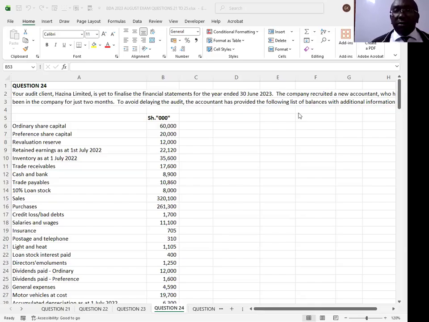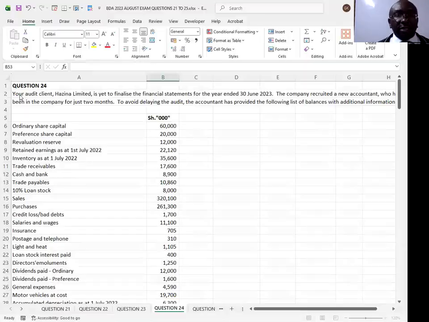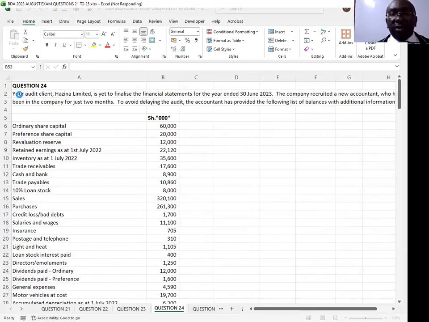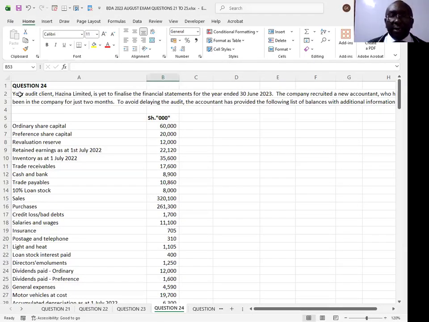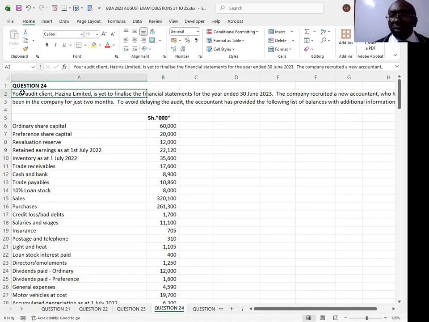Question number 24. Your audit client, Hazina Limited, is yet to finalize the financial statements for the year ended 30th of June 2023. The company recruited a new accountant who has been in the company for just 2 months.